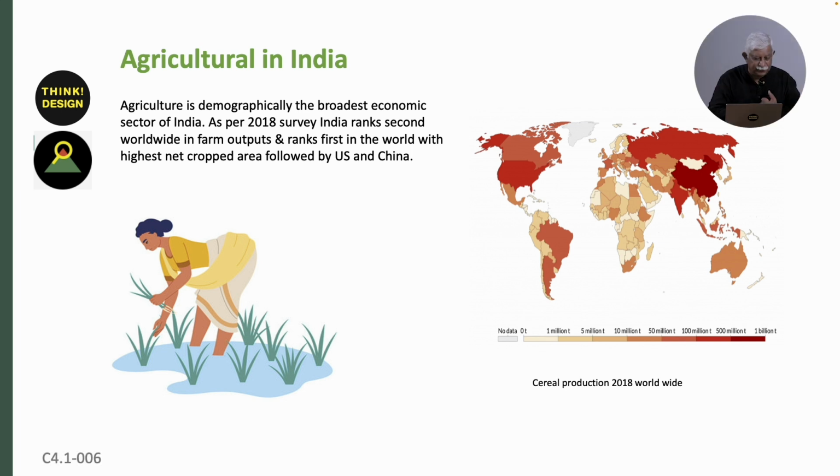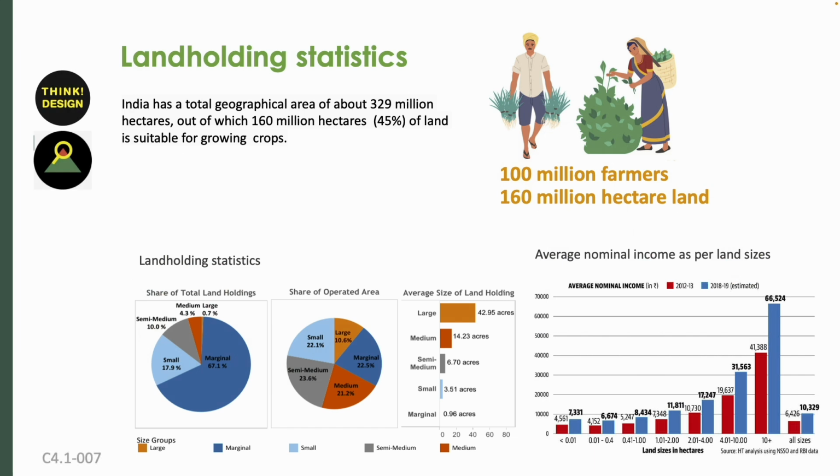So, agriculture in India, right? It's demographically the broadest economic sector in the country. According to the 2018 survey, it ranks second worldwide in farm outputs and ranks first in the world with the highest crop area, followed by the US and China. That means we have the largest area for agriculture in the world. If you look at it, about 329 million hectares, out of which 160 million hectares, almost 45% of the land, is suitable for growing crops, and we have 100 million farmers with 160 million hectares of land for agriculture.